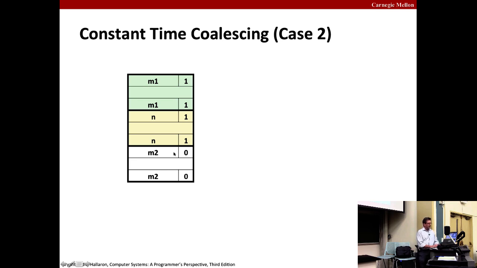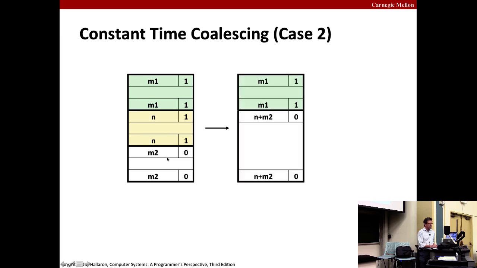Now, if the next block is free and the previous block is allocated, what we do is we check the boundary tag of the previous block and we see that it's allocated, so there's nothing to do there. We use the size to check the allocation status of the next block. So we use n to jump to the header of the next block. We see that its allocation status is free, so these 2 blocks need to be coalesced. So we do that by just adding the 2 sizes together to create this larger coalesced block and setting its allocation status to 0.